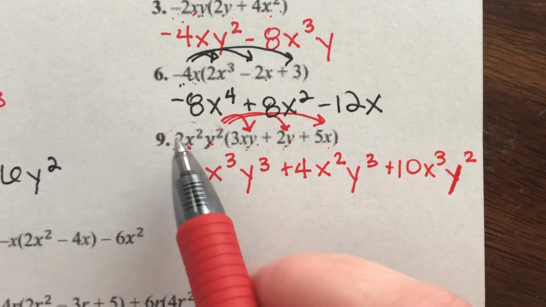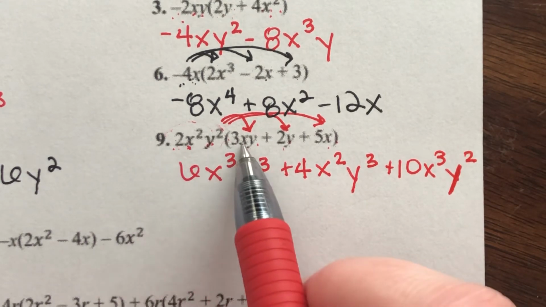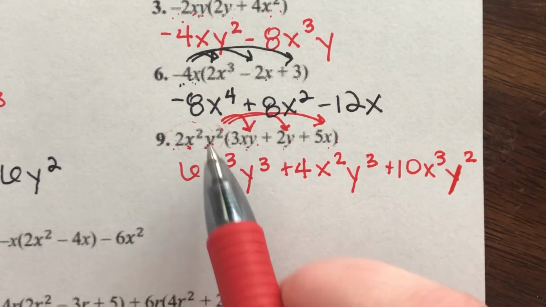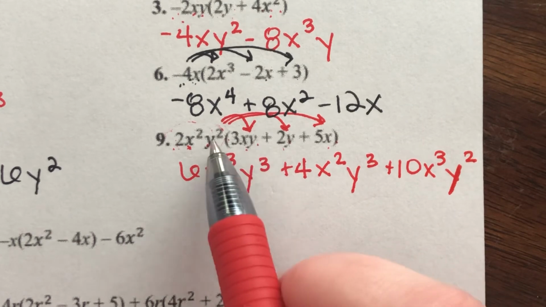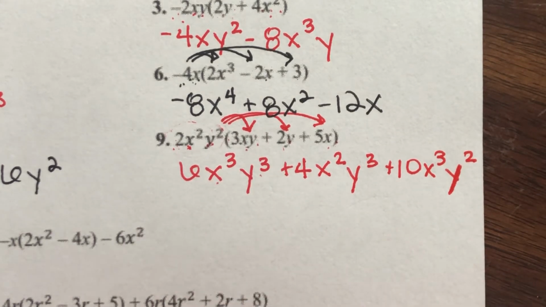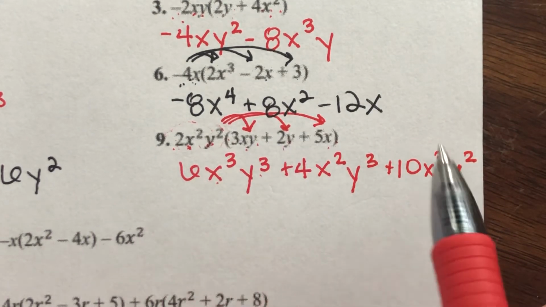2 and 3 are the same base. 2 times 3 is 6. X and x are the same base. X squared times x, you add their exponents. 2 plus 1 is 3, so x to the third. Y squared times y, they're the same bases, so you add their exponents. 2 plus 1 is 3. Then you multiply by the next term, and we get this guy.